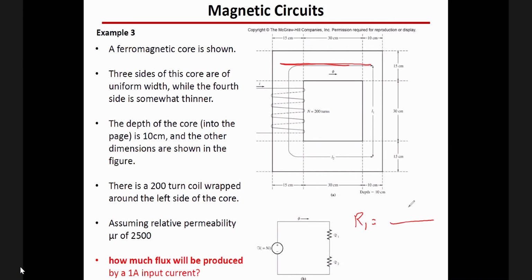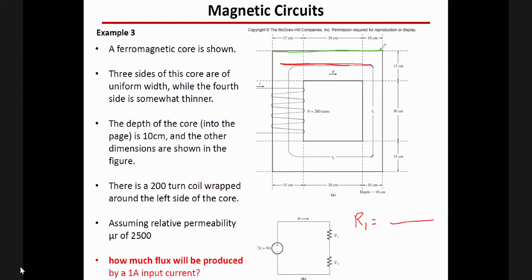We're talking just about the upper leg. 45. Why 45? 45 centimeter. I took the center of the two squares, 2.5. Yes, there is a very easy way.